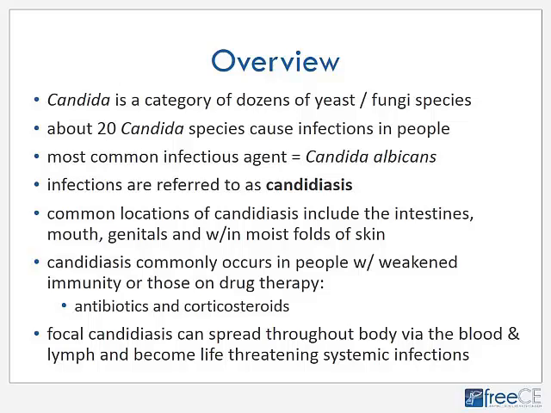Common locations of candidiasis include the intestines, the mouth and throat area, genitals, and essentially within any moist fold of skin. Candidiasis commonly occurs in people with weakened immune systems and those who are on drug therapy, particularly for more than a week or two. The most common drugs to cause issues are antibiotics and corticosteroids. Focal candidiasis can spread throughout the body via the blood and lymph, and when this occurs, the systemic infections that develop can certainly be life-threatening.